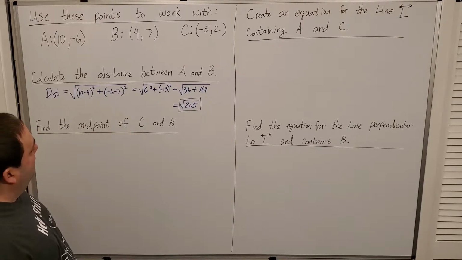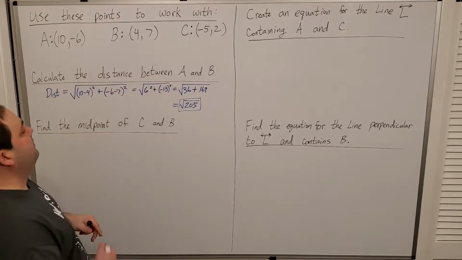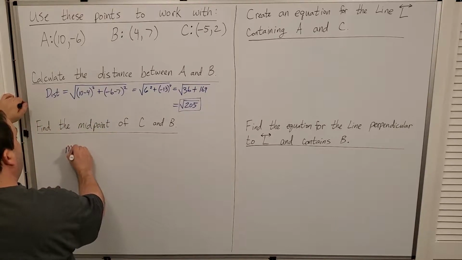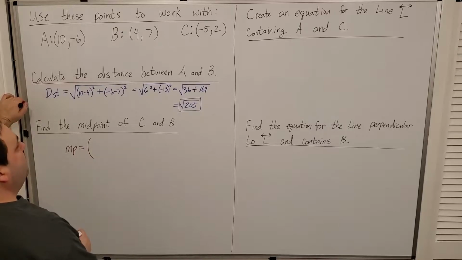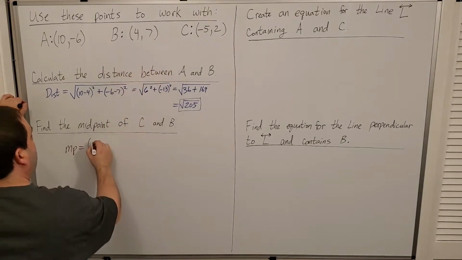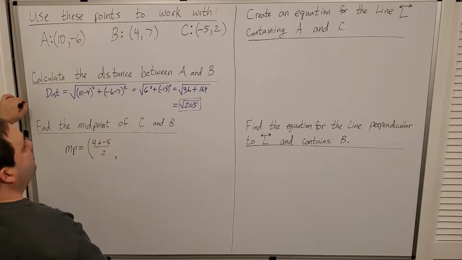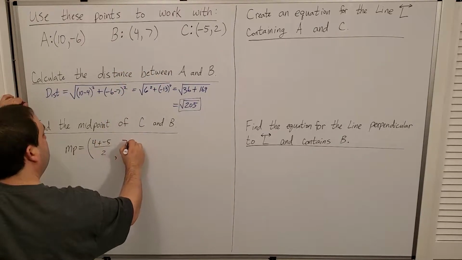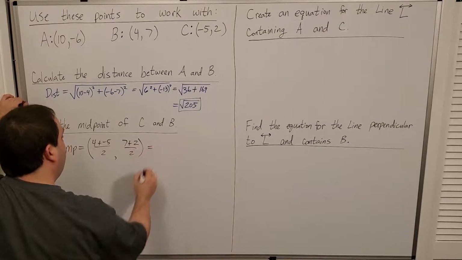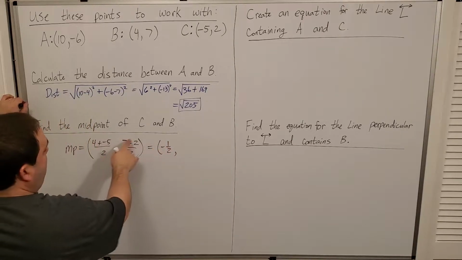Find the midpoint of C and B. So I've got point C and I've got point B, and I'm going to compute the midpoint of those two. So midpoint is going to be equal to, and remember I'm just averaging with these. So I'm going to average the x's. 4 plus negative 5 over 2. And I'm going to average the y's. 7 plus 2 divided by 2. So then what I end up with here is negative 1/2 and 9/2.